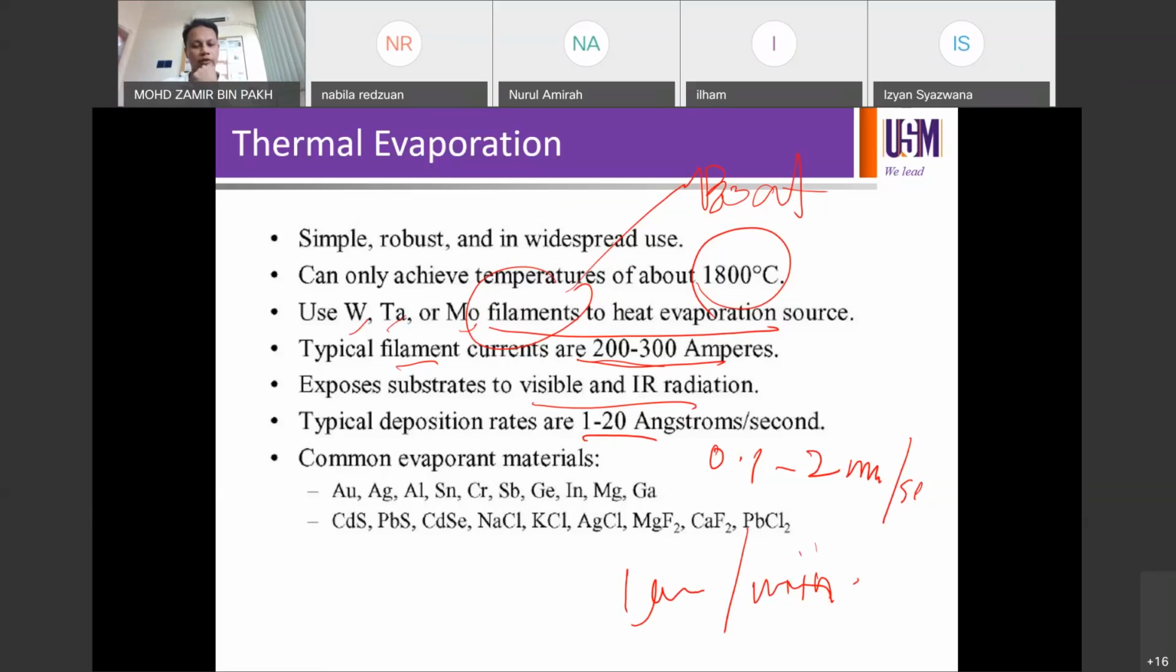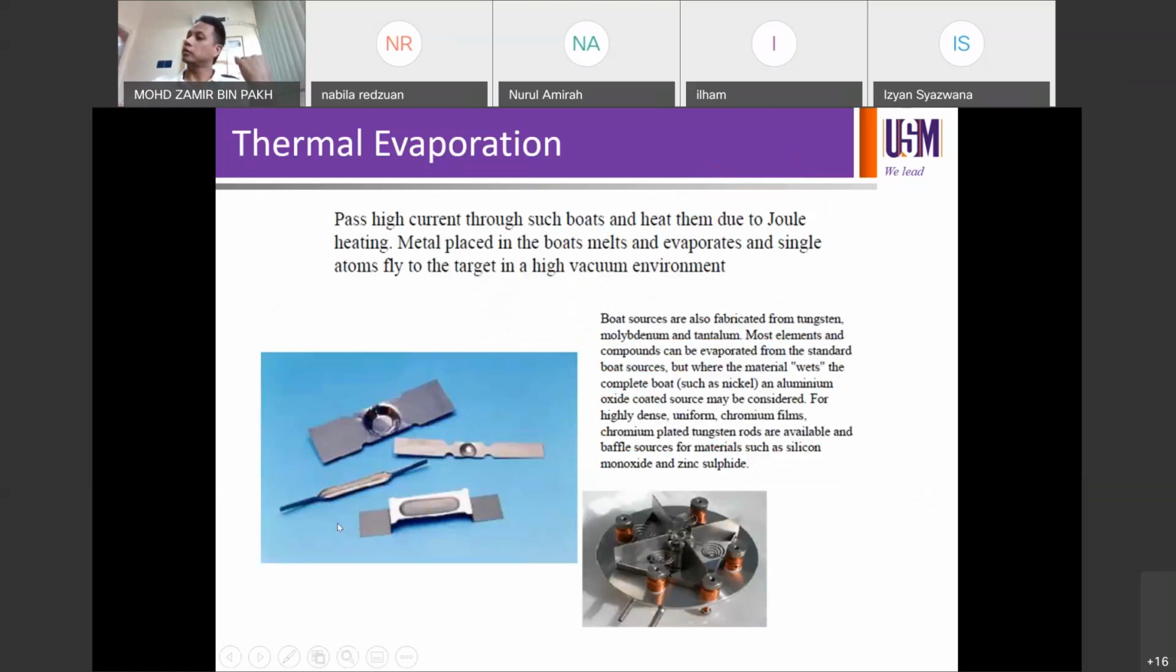Common evaporation materials or sources can be typical metals, gold, silver, and whatnot. And you can also evaporate magnesium fluoride, calcium fluoride, lead sulfide, lead selenide, and stuff like that. So these are among the examples for your tungsten boat.